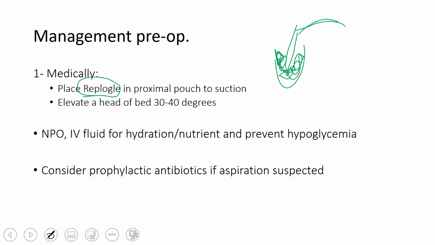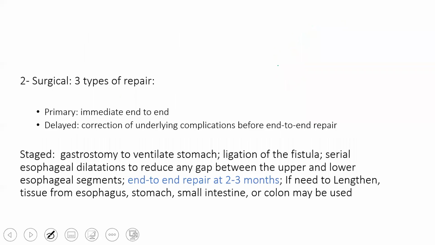You keep the baby NPO, and then you start fluid. In the very first 24 hours of life, you might need just D10. After that, you might need to start total parenteral nutrition. The most important thing is to prevent hypoglycemia. And if you are concerned about suspected aspiration, then start prophylactic antibiotics. And you need to call the surgery.